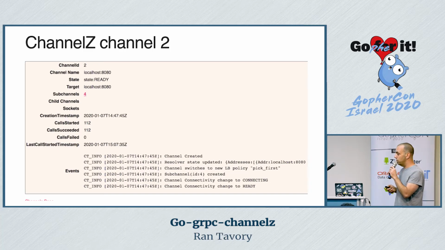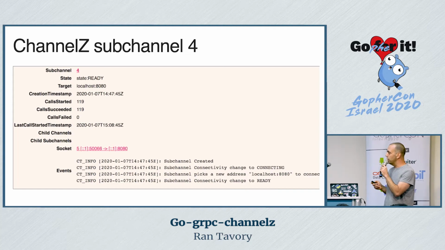And I think what's more interesting here is the log. So you see the log of events down there. This tells you the whole story of this specific channel. When was the socket created? When was the channel created? If there were any failures, you could see them here. So that's very, very insightful.